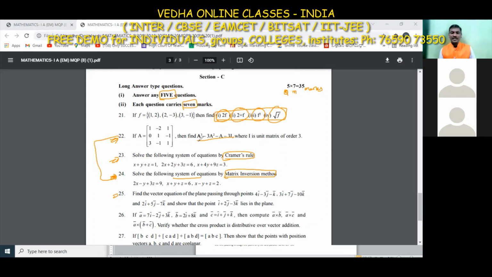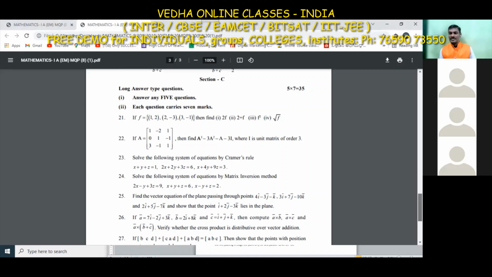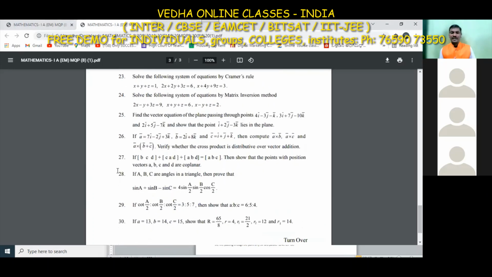After that, next question number 25 is from the addition of vectors. The next question, question number 26, is from the product of vectors, A cross B, A cross C. Question number 27 is also from the product of vectors only.